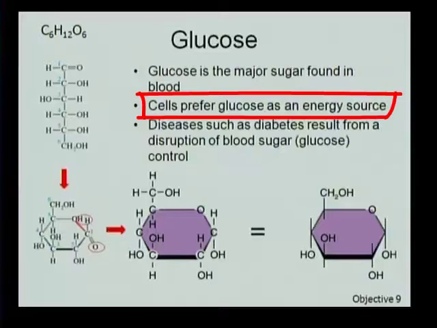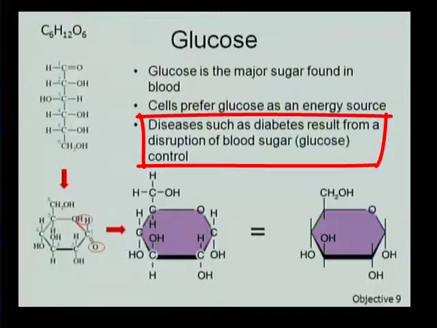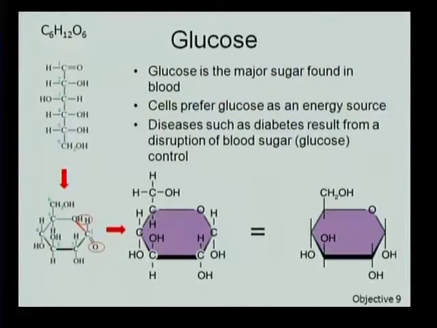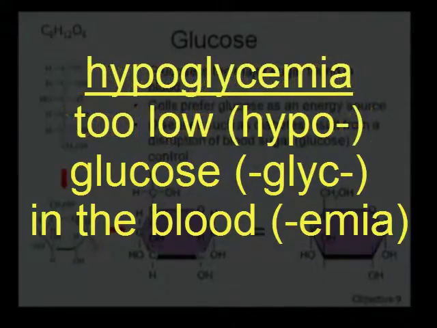That's because cells prefer glucose as their energy source. So before they'll look at any other source of energy, and we'll see this again in Module 4, they'll take in glucose as their energy source. In diseases such as diabetes, there's a disruption of the body's ability to control blood sugar. So a disruption in glucose control. Either hyperglycemia, too much glucose in the blood, or hypoglycemia, too low a glucose in the blood.